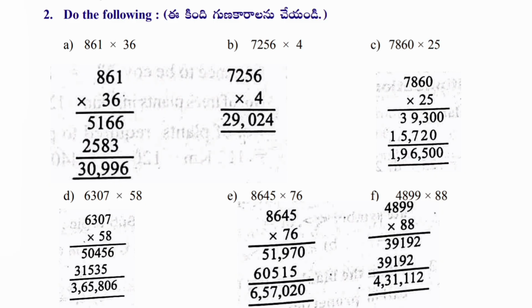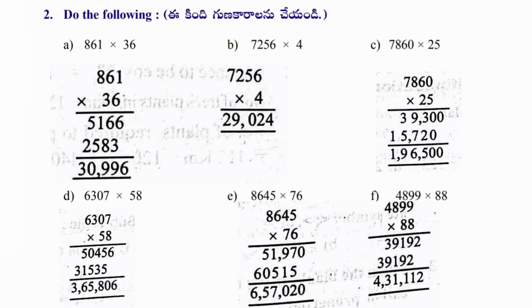Then again we have to do with 3. 3 1s 3, 3 6s 18. 1 carry forward. Then write down 8 here. Then 3 8s 24 plus 1 plus 2, 25. Then you have to add. Then you will get the answer as 30,996. Got it?